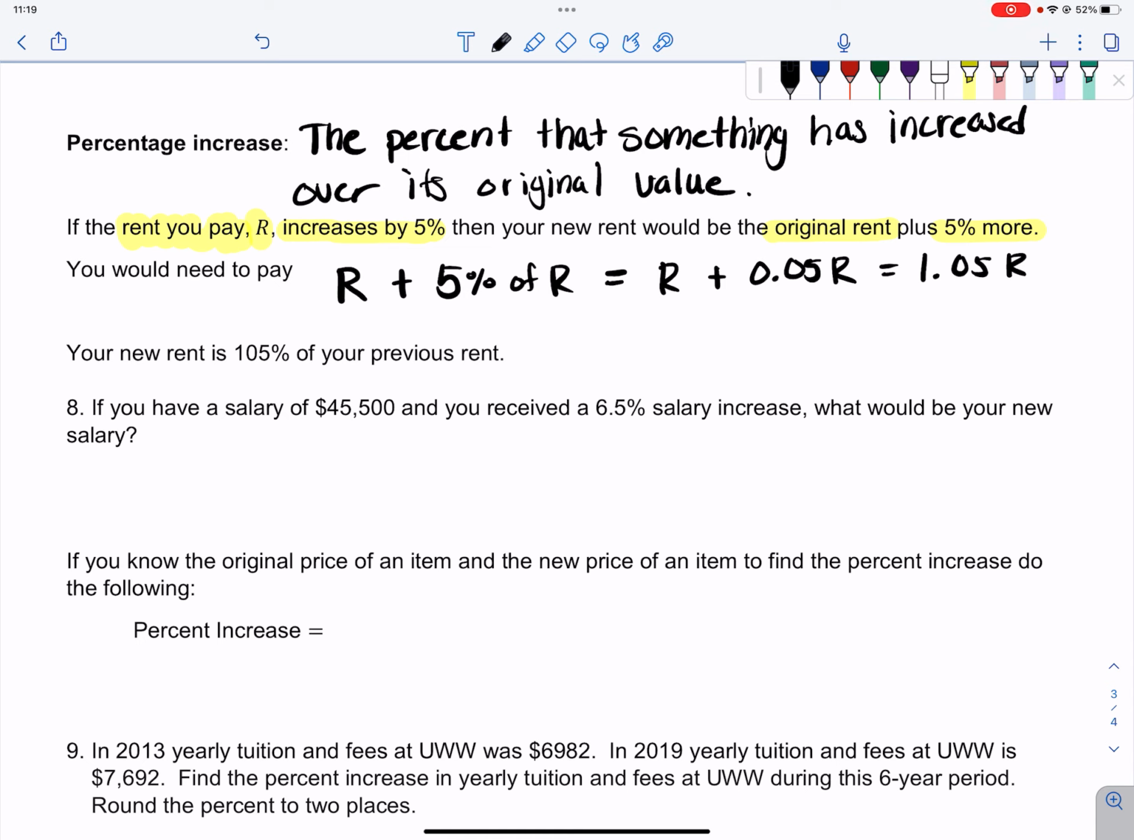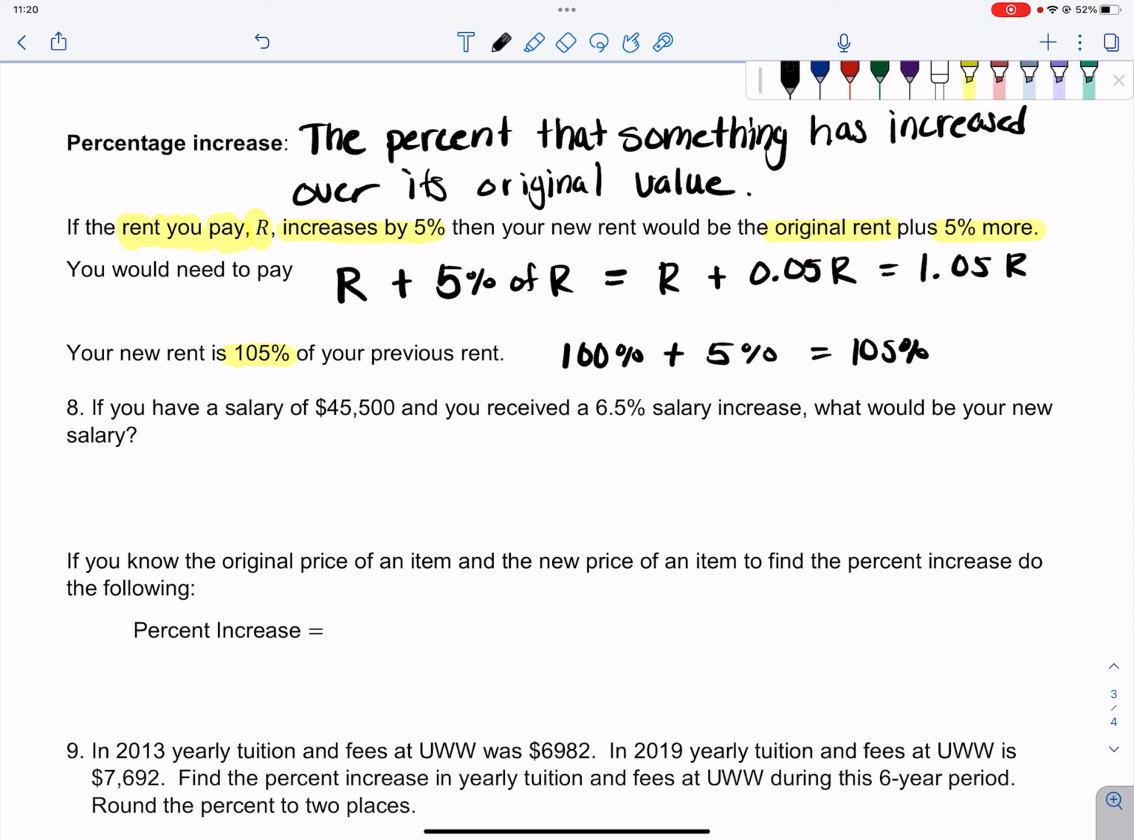So essentially what you would then have to pay is 105% of your previous rent, where we get that 105% from having the original 100% and then adding the percent increase to it, which was 5%, to get the 105% that we'd be multiplying the original rent by.